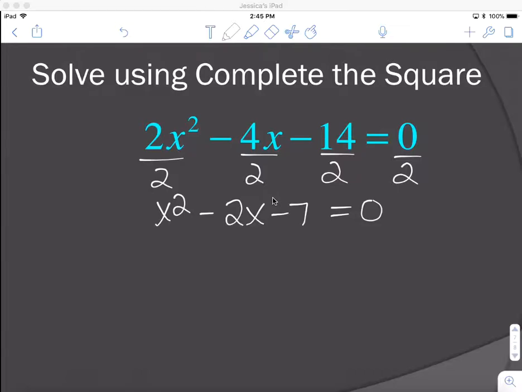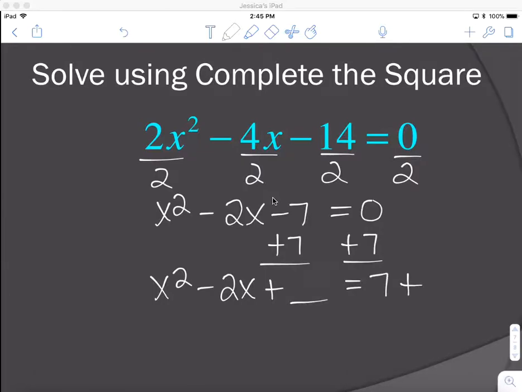Now I'm ready to begin complete the square. So I'm going to add the 7 over. x squared minus 2x plus blank equals 7 plus blank. I'm going to continue my pattern. Half of negative 2 is negative 1, and negative 1 squared is positive 1. Make sure your blanks match. And 7 plus 1 on the right becomes positive 8.